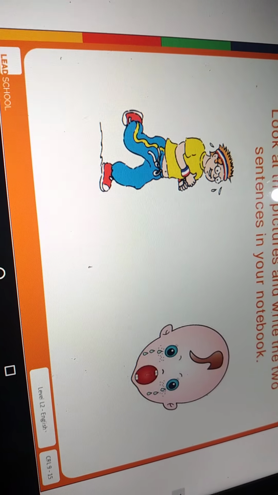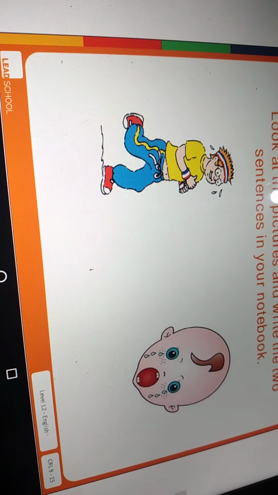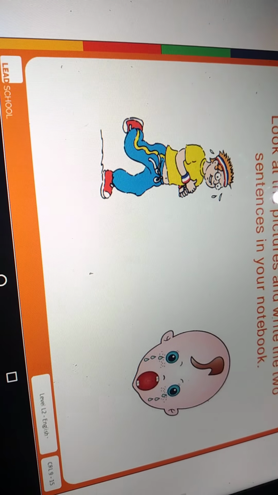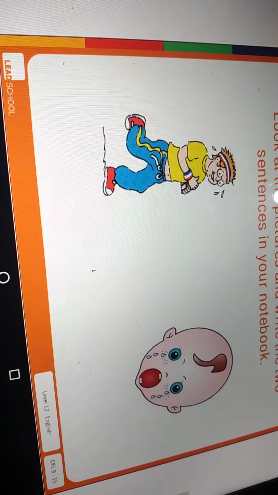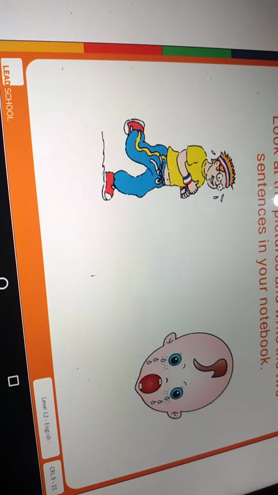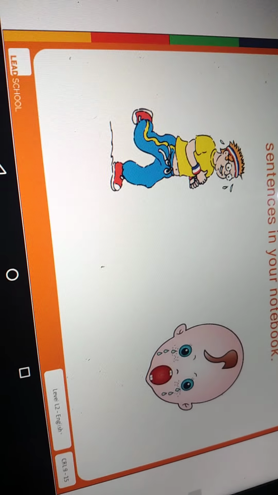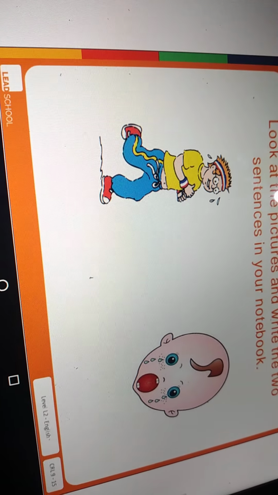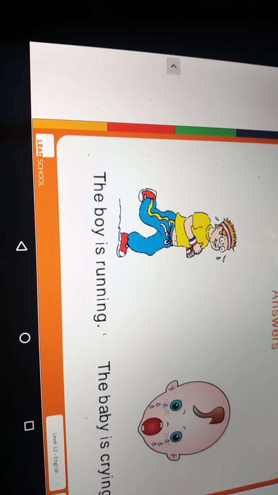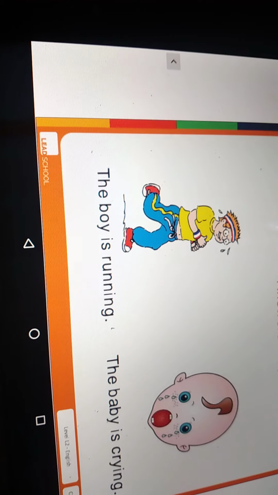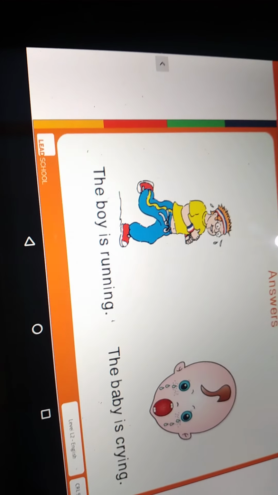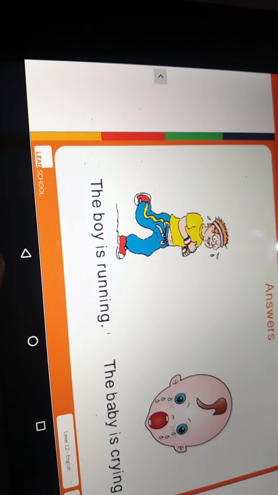Have you all written, children? So let's check. Now say what you see in the first picture. Yes, a man. What action is the man doing? Yeah, he is jogging, he is running. You can write anything. Then what is in the second picture? A baby. What is the baby doing? Yeah, it is crying. So the boy is running and the baby is crying. Whether you have done it correctly, children? If you have written anything wrong, change it, children.